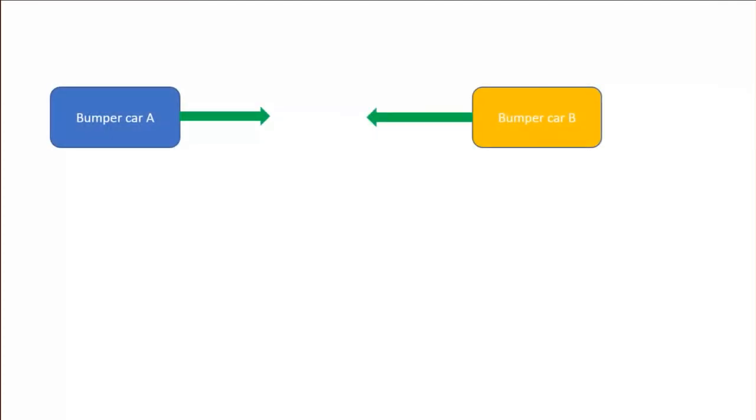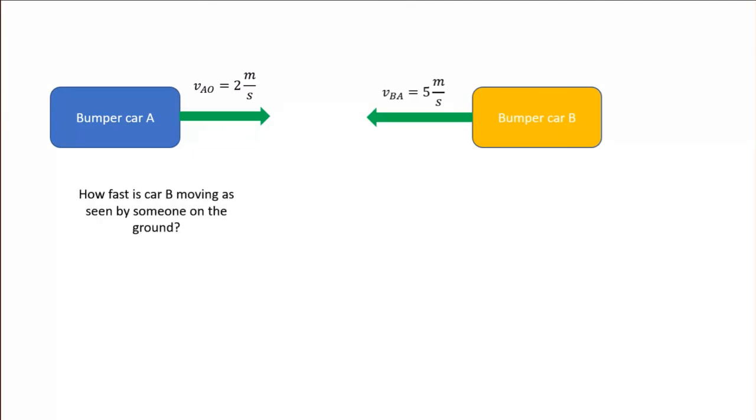Imagine you have two bumper cars that are approaching each other head-on. Bumper car A is moving at 2 meters per second, and from his perspective, bumper car B is approaching at 5 meters per second. How fast is car B moving as observed by someone standing on the ground? I suggest pausing here and trying to solve the problem yourself, either by using the formula from before or just your own sense of logic.